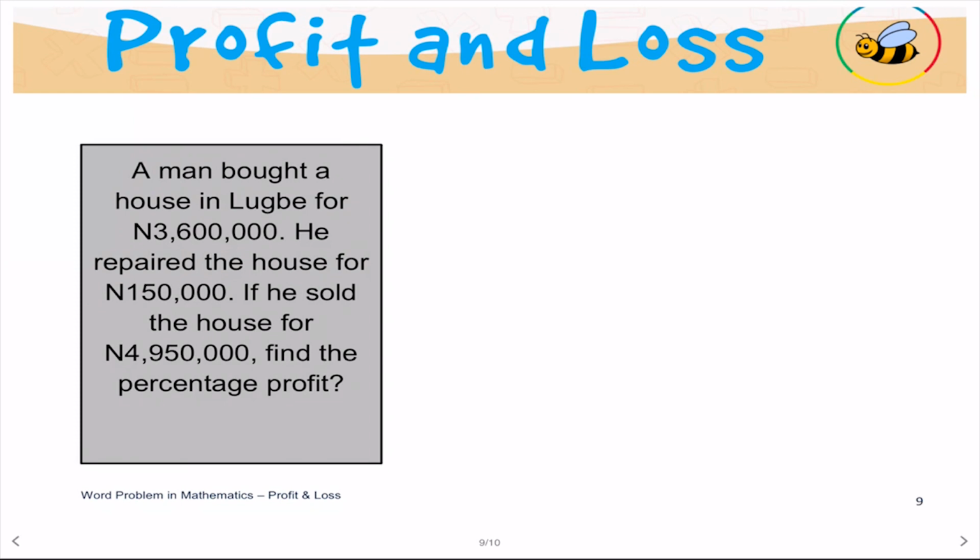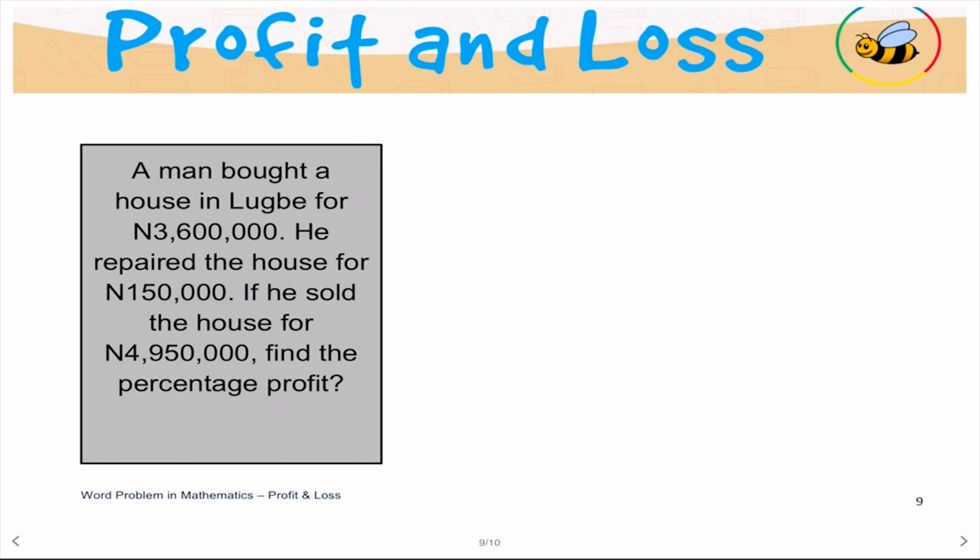A man bought a house in Lugbe for 3.6 million naira. He repaired the house for 150,000 naira. If he sold the house for 4,950,000, find the percentage profit that he makes.